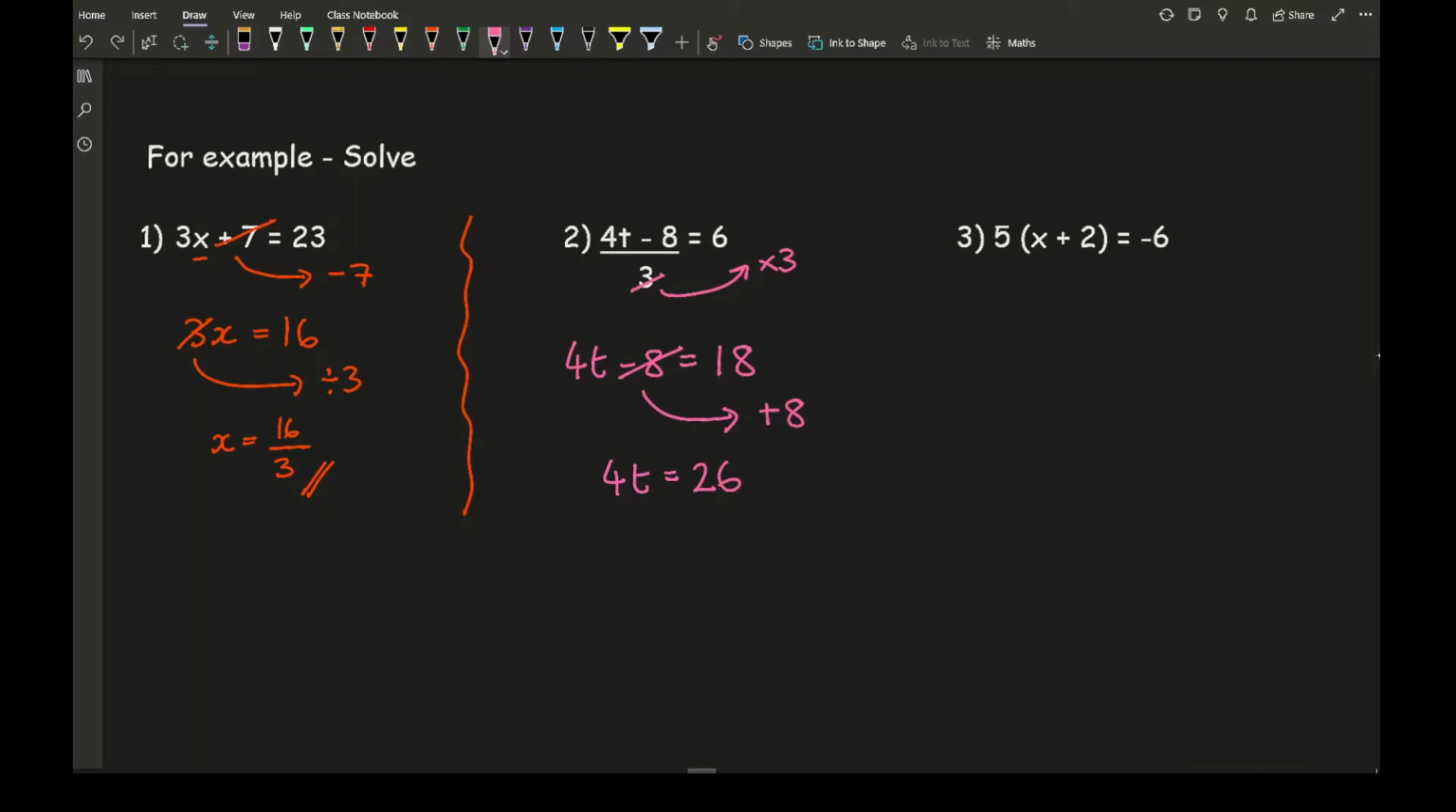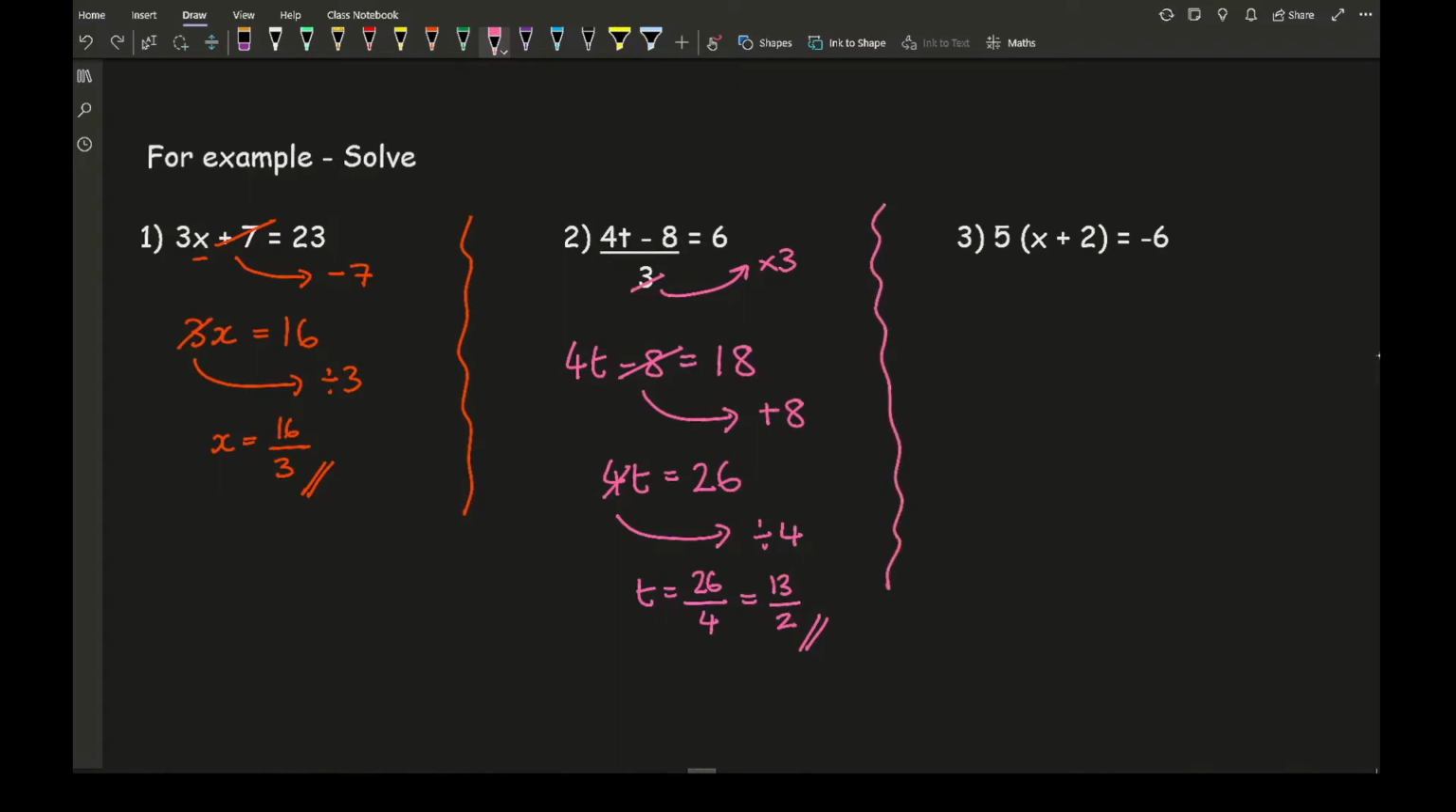And then I want to get rid of this 4. So what's the 4 doing to t? It's multiplying, so the opposite will be to divide by 4. So then that 4 disappears. And so what I'm left with is t equals 26 over 4, which I can simplify as being 13 over 2. And as it's not a nice number, I'm going to leave it as a fraction. So there is my final answer.